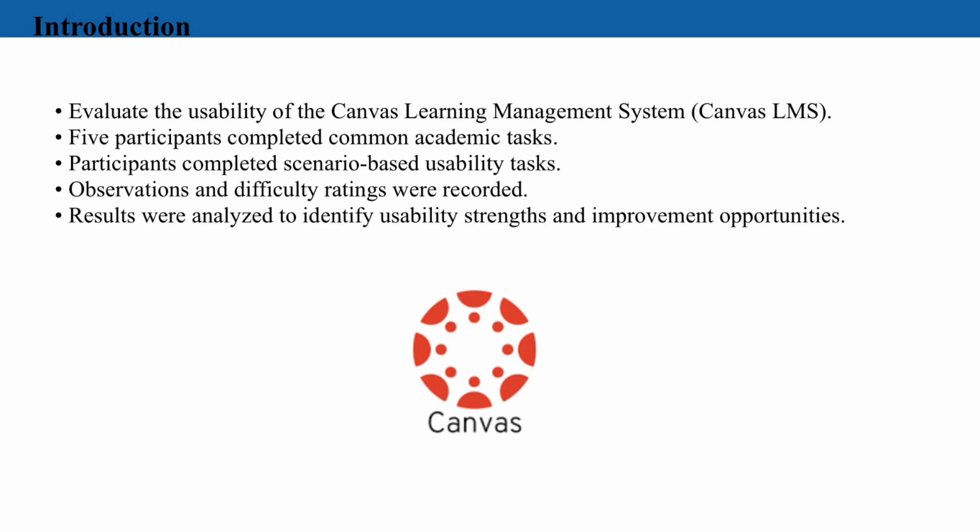The goal of the study was to evaluate the usability of Canvas LMS, a learning management system used by many colleges and universities. We created 5 common academic tasks that students perform regularly, such as accessing course modules, viewing assignments, reading announcements, checking grades, and finding important course resources. 5 participants completed each task while we observed their actions and recorded how difficult each task was. Afterward, participants completed an exit questionnaire that allowed us to gather feedback about their overall experience. We then analyzed all of the collected data to identify both strengths and possible improvements.